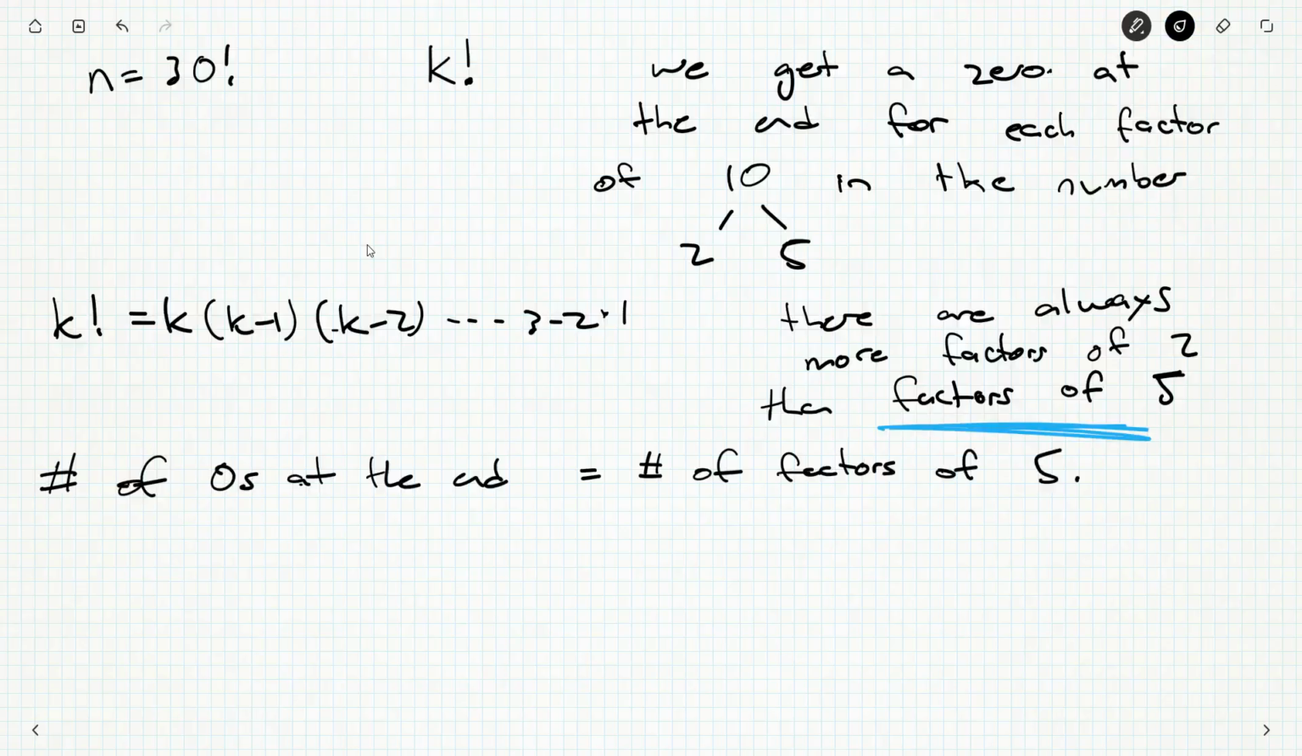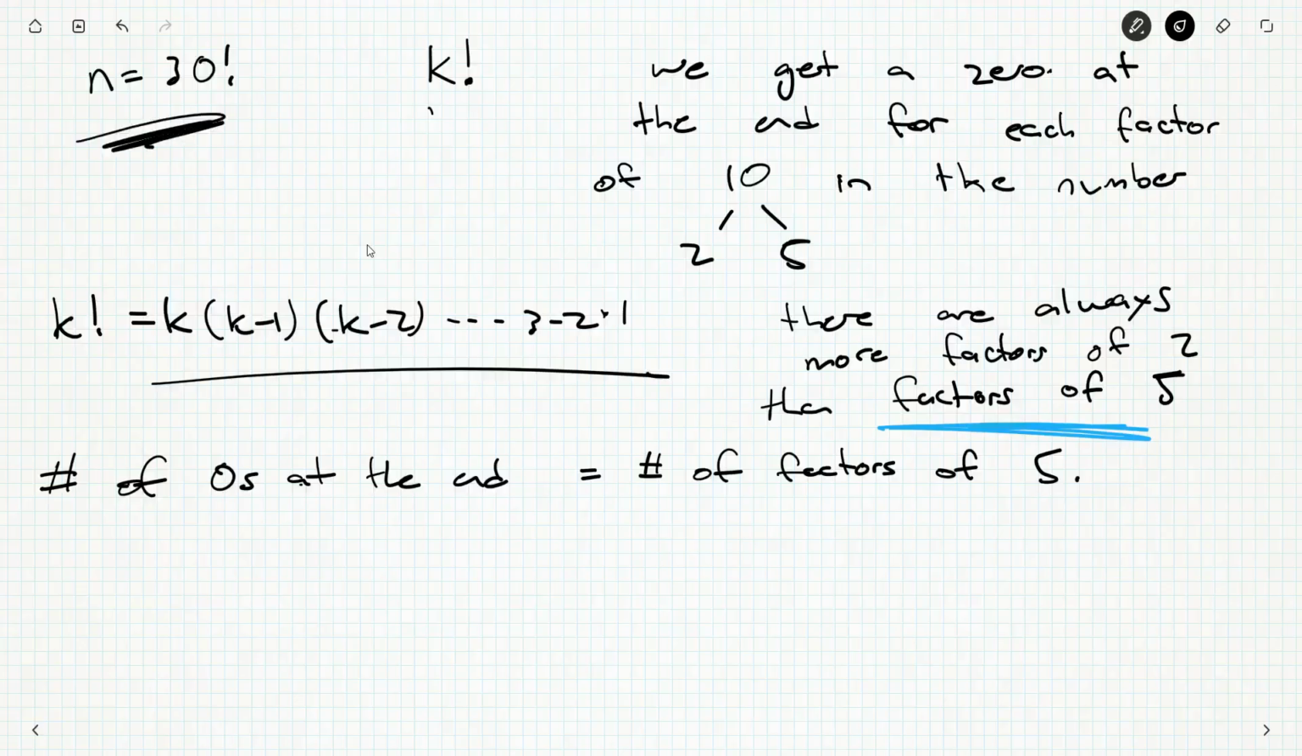Okay. Well, how do we count the factors of 5? Very simply. The factors of 5 are going to come from the multiples of 5 in your product. And then you're going to get an extra factor for every multiple of 25, so 3 factors of 5 every time you have a multiple of 125. Now, 125 isn't going to come into this 30 factorial case.